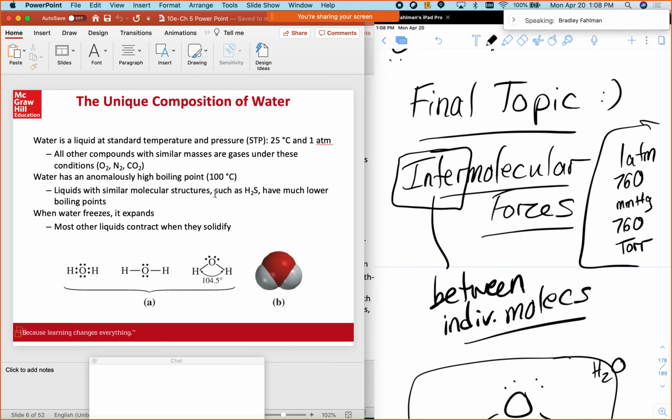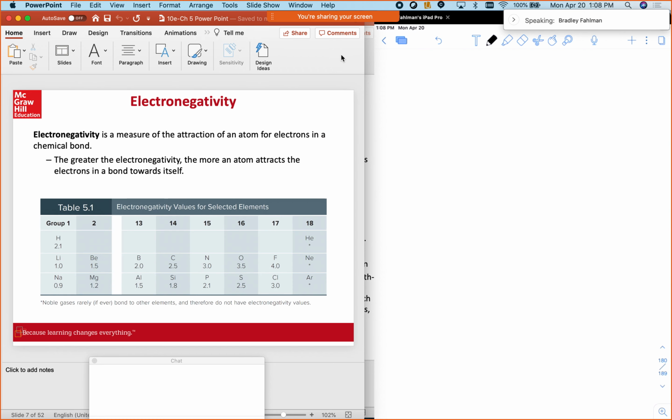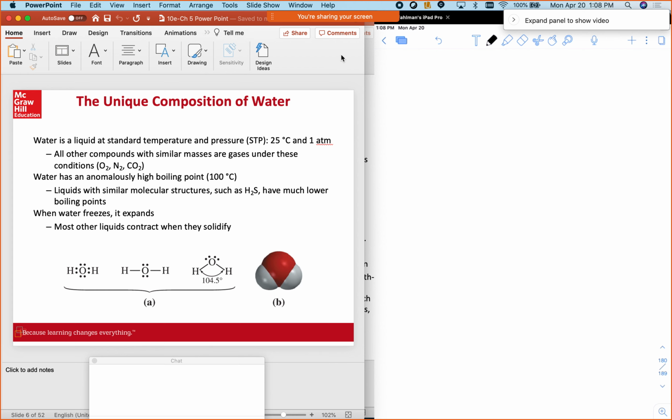But if you look at structures that are analogous, like H2S or H2Se instead of H2O, we find that they have much lower boiling points. And so it actually works out. I don't know if I have the data. I don't think I do in the PowerPoints. I don't.